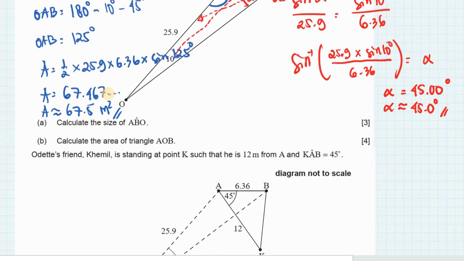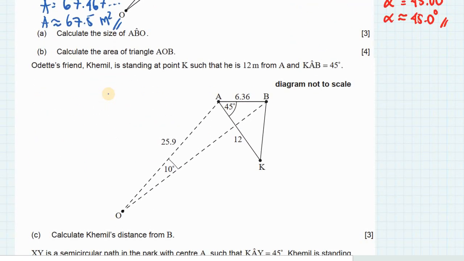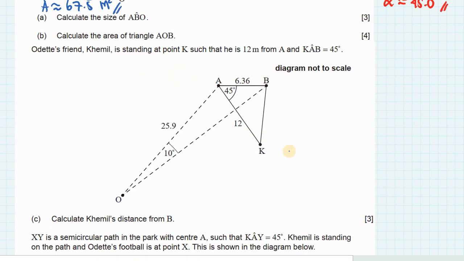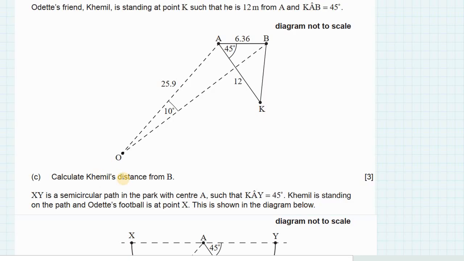Now question C. We have a camel standing at point K here, such that he is 12 meter from A, this one. And then KAB is 45 degree. Calculate camel distance from B, which is this one.